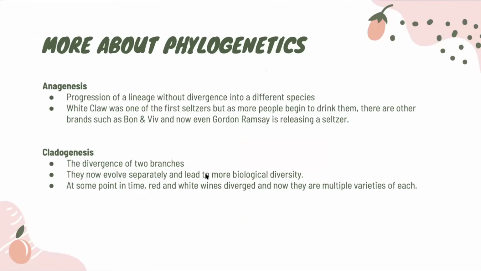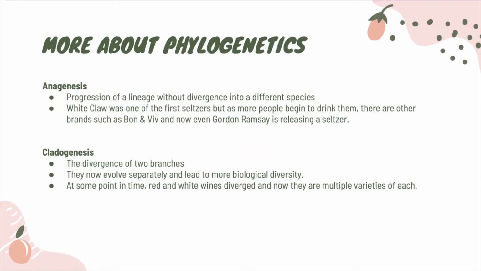Anagenesis is the progression of a lineage without divergence into a separate species. So over time, a species may evolve, but this doesn't result in the formation of a new species. So this is like the progression of seltzers from flavors that only White Claw and Truly carry, but now as more people are buying seltzer and there's a higher demand for new flavors, new brands such as Bon and Viv and even Gordon Ramsay are coming out with new seltzers. And even though the flavors and brands have changed, these are all seltzers in the same species of alcoholic beverage.